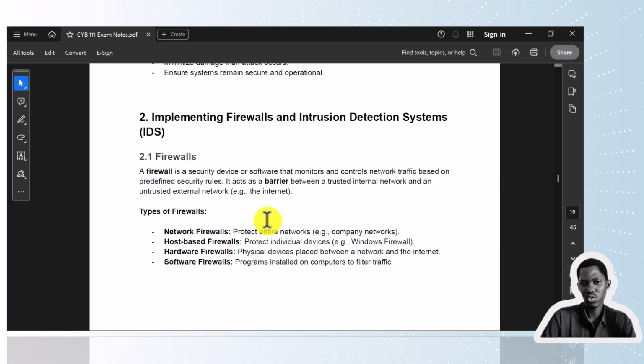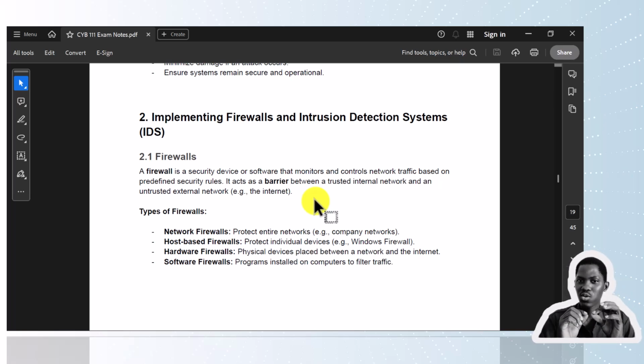So that is an example of a software firewall. There are hardware firewalls too, like Cisco hardware firewalls, those ones that are not easy to come by. Now, a firewall, as I was saying, is a security device, a hardware device, or software that monitors and controls network traffic based on predefined security rules. Those are the security rules that I was telling you about. We have inbound and outbound, right?